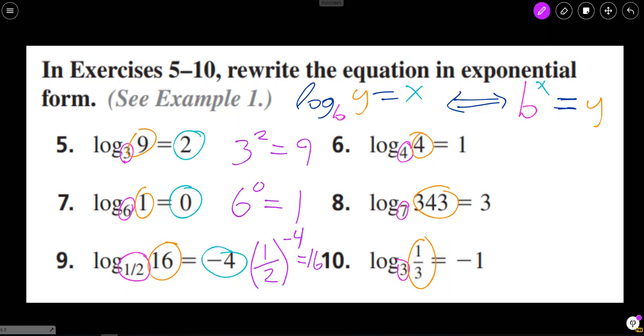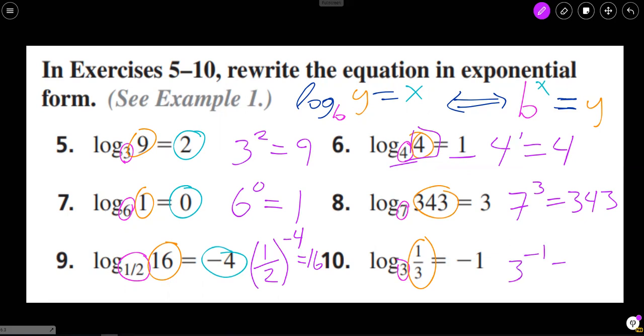Number 6, up in the upper right: what power of 4 will give me 4? Well, anything to the first power will give me itself. So 4 to the first power gives me 4. What power of 7 gives me 343? Well, that's going to be 7 to the third power. And then finally, what power of 3 gives me 1/3? Well, that's going to be 3 to the negative 1 power equals 1/3.